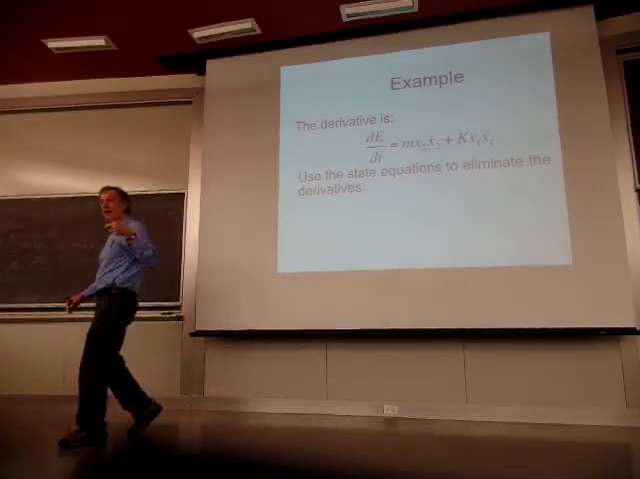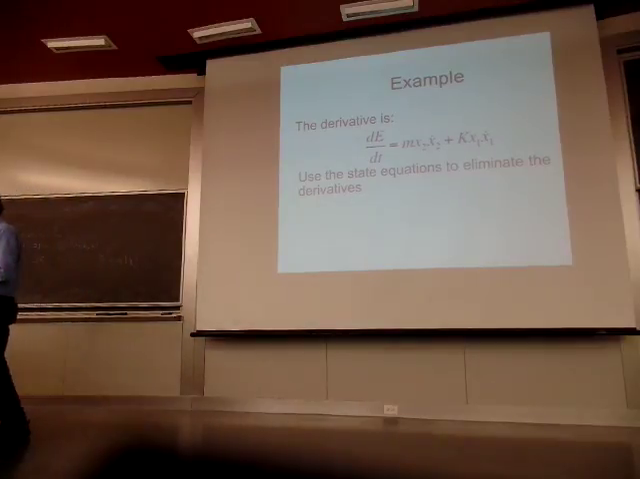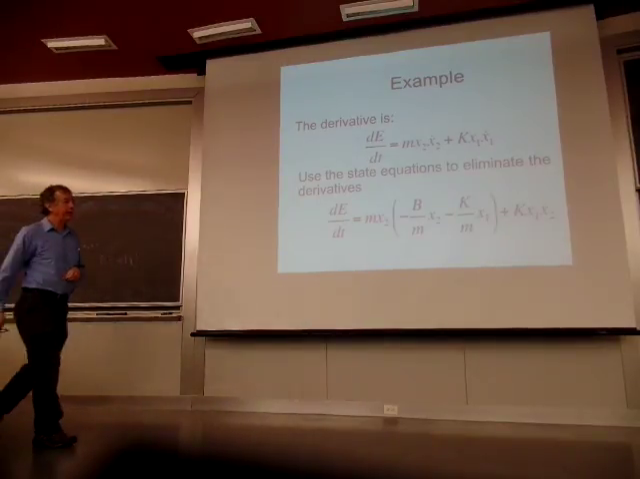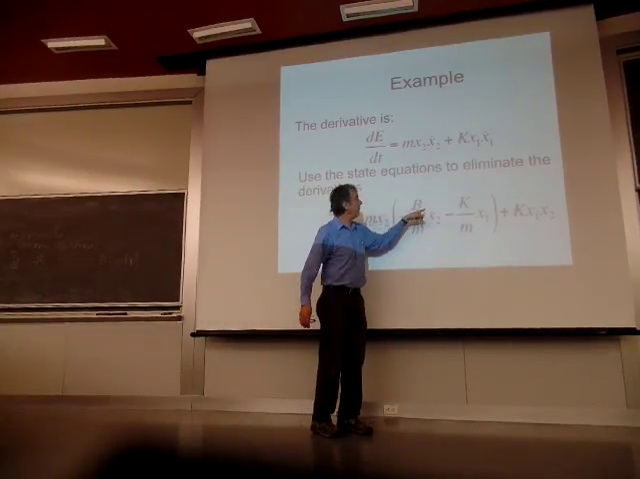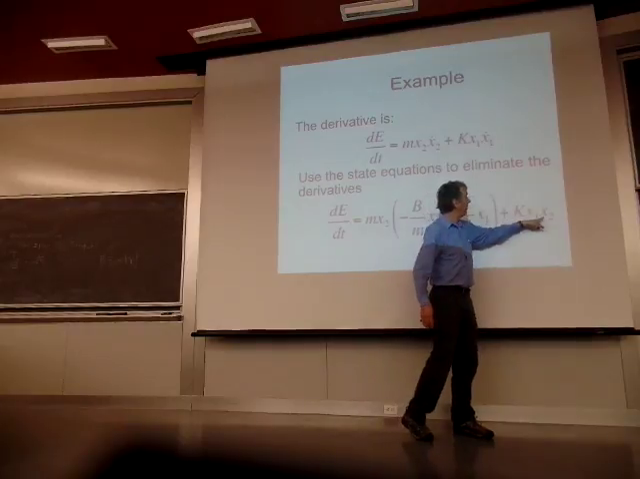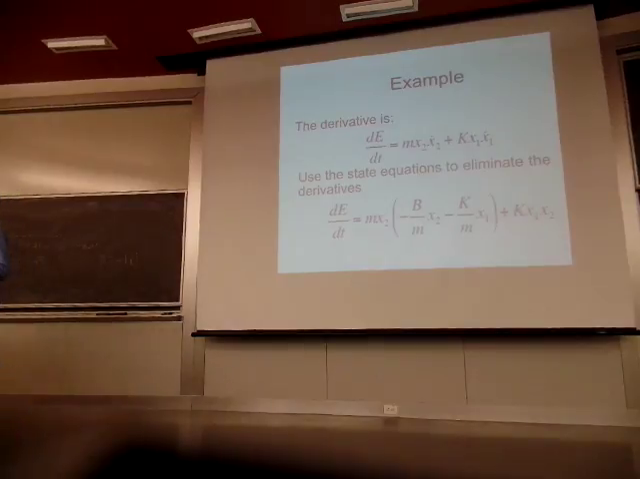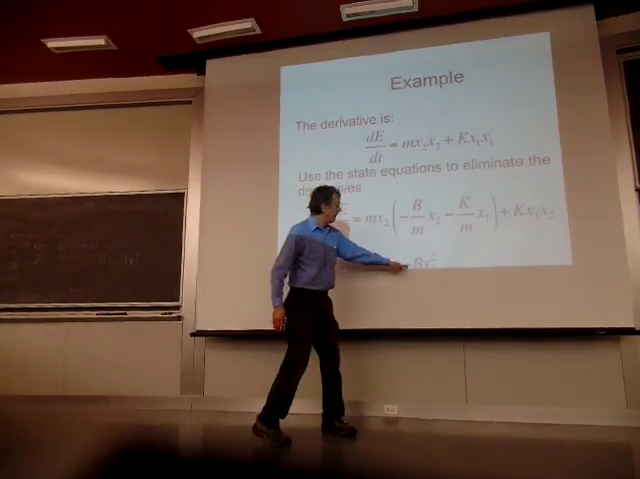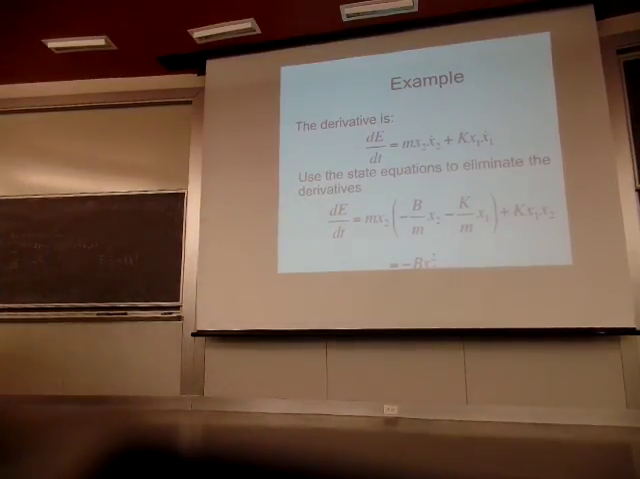So state equations: x1 dot is equal to x2, and x2 dot is equal to the state equation. Put in the state equations for x2 dot and x1 dot, and I don't have any derivatives there now. Everybody follows? Add up all the terms here, and that's equal to minus b x2 squared. Everything else drops out.